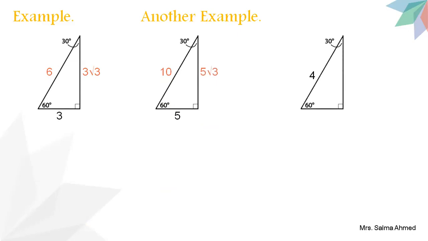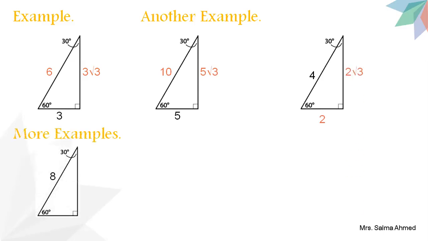If I have the hypotenuse, I get the shortest leg first, which is 4 divided by 2. So I divide the 4 by 2 to get the shortest leg, which is 2. Now the side in front of 60 is x root 3, and x is 2, so it will be 2 root 3. More examples. If the hypotenuse is 8, I divide it by 2 to get the shortest one, 8 divided by 2 equals 4. This is x, so I use it to get the third one, which is 4 root 3.